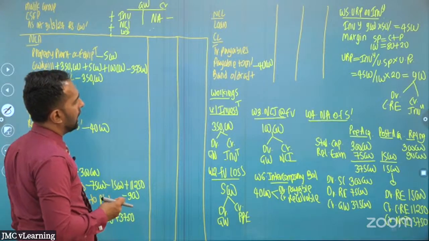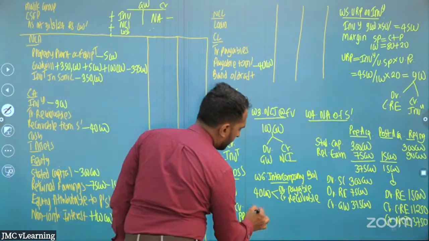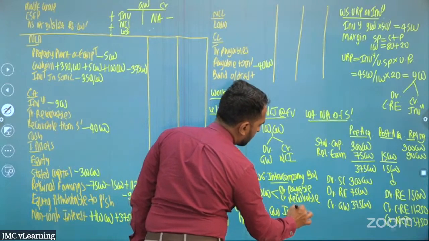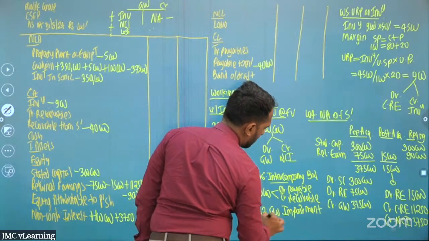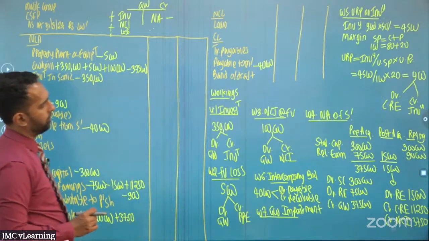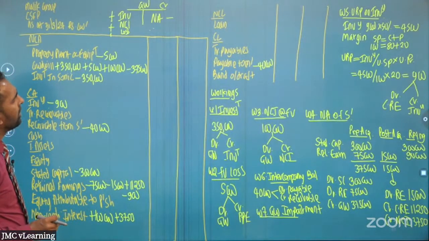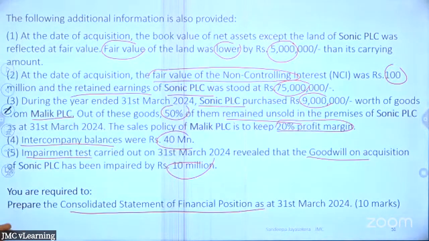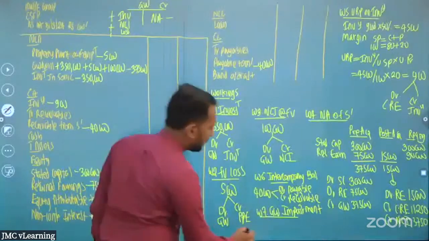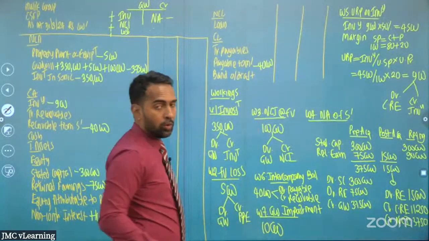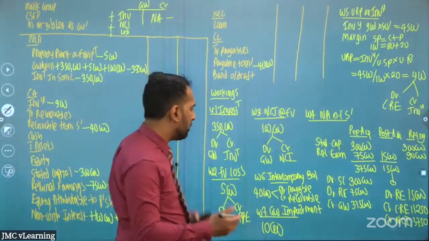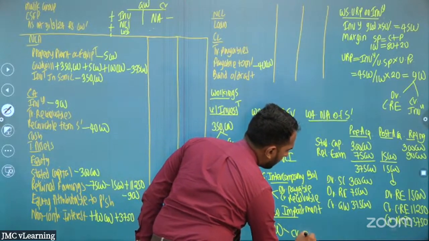Right. So you come to the last item, working number 7, goodwill impairment. Okay. In this question, they are saying goodwill has been impaired by 10 million. Goodwill has been impaired by how much? 10 million. So when the goodwill is impaired, goodwill value comes down. So credited to what? Goodwill.